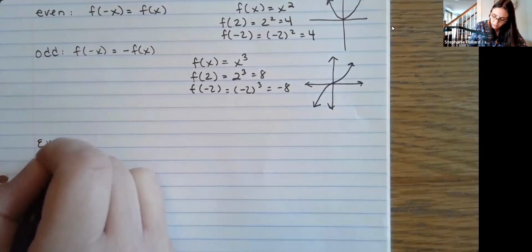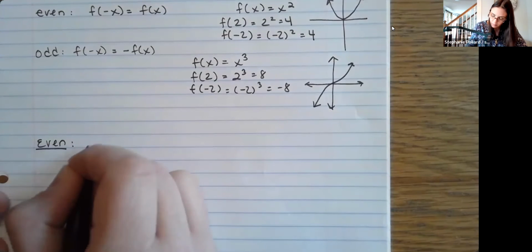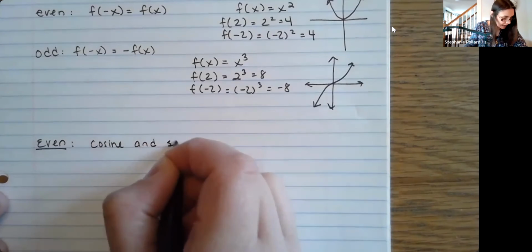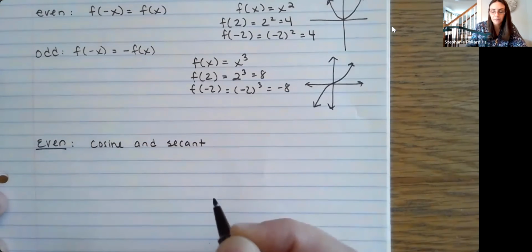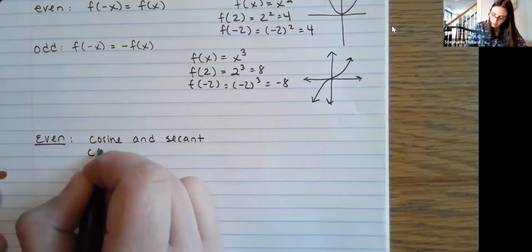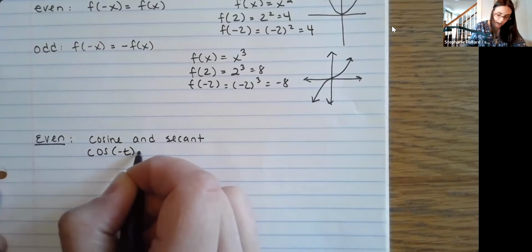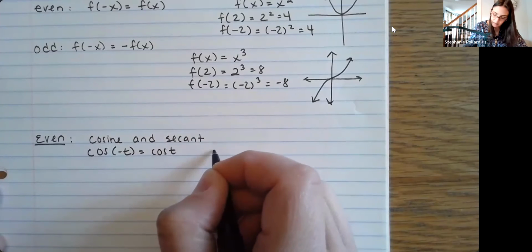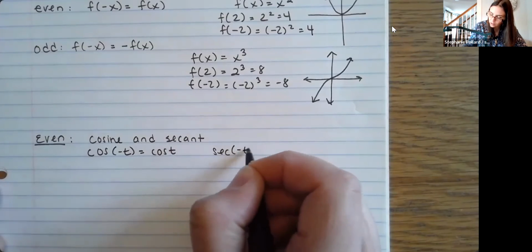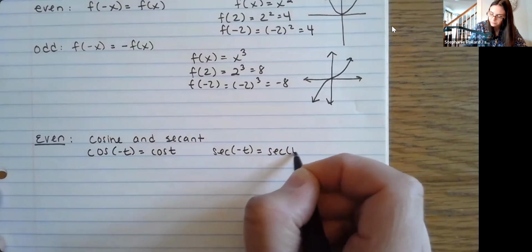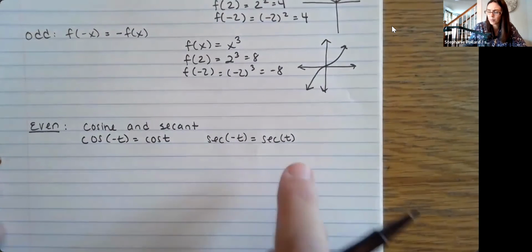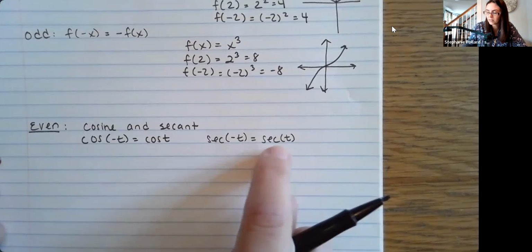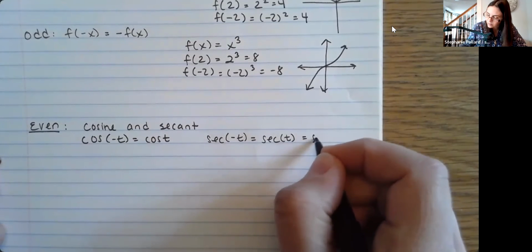So for our even functions, cosine and secant are actually even. So if you plug in a negative for cosine, it doesn't matter, you get the original back out. And the same thing for secant. If you plug in the negative version, you just get the original back out. It doesn't matter if you put parentheses around the t or not. Here you do want them because of the negative sign, but this is the same thing as writing this. It doesn't matter.